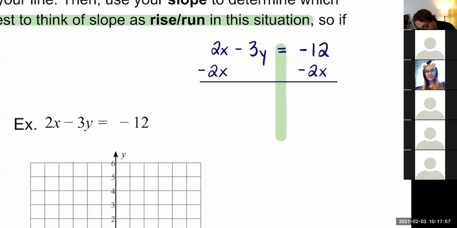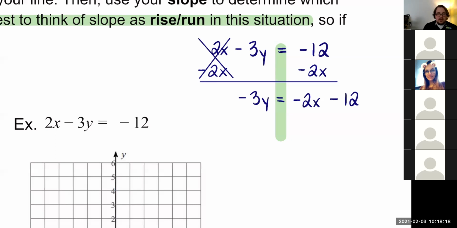That takes care of it on the left. Drop down our negative 3y that's still sitting there. And this is going to equal, am I going to combine those? No, not like terms. So I'm just going to write them side by side, negative 2x followed by negative 12. Then what?